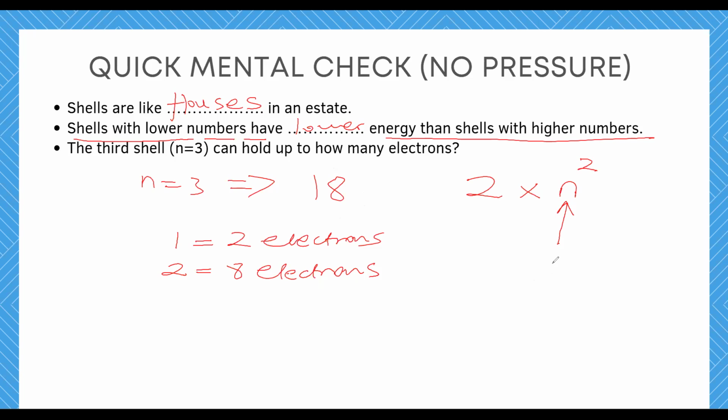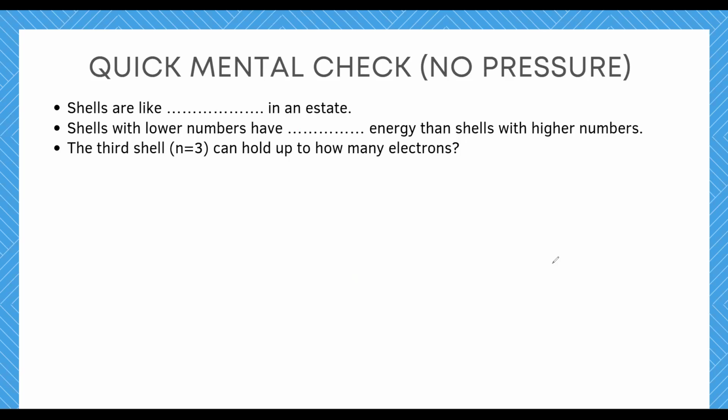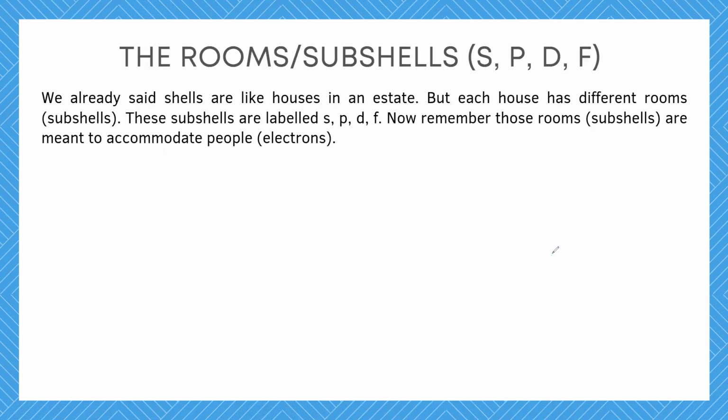Let me clap for all of you because you've made this class absolutely interesting for me. Even me, I'm learning from each and every one of you. So now let's talk about electronic configuration properly. We already said, who can read for me what's on the screen right now? I want somebody to read for me. The room slash subshells. We already said. Yes, go ahead.